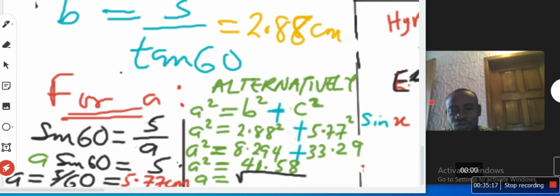Let me be sure. Some approximations can affect the work, but it's too far from what we got when we did it the other way. I hope the first method wasn't a mistake. Let me be sure. 5.77 sin 6 is equal to 5 over 8.